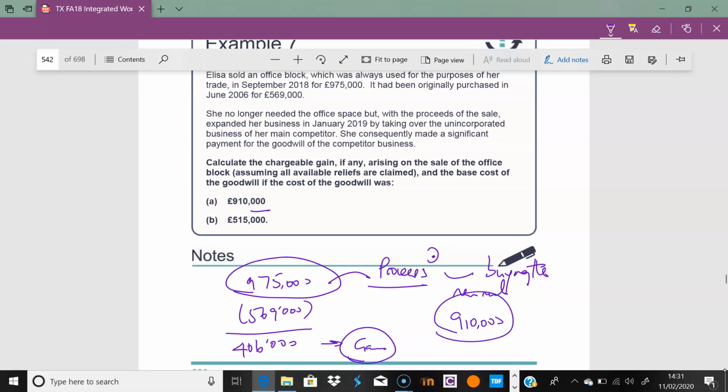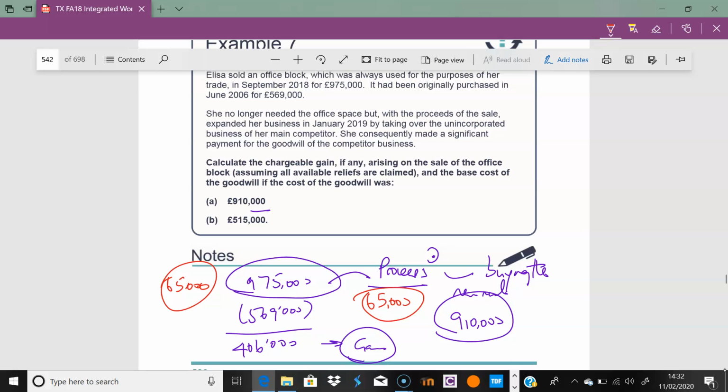So if she spent 910,000, that means that she didn't spend, I'll use a red color, 65,000. This is chargeable straight away, right? Proceeds not reinvested. You know, she's kept that money, so she's got the money from that gain, so that's chargeable straight away.